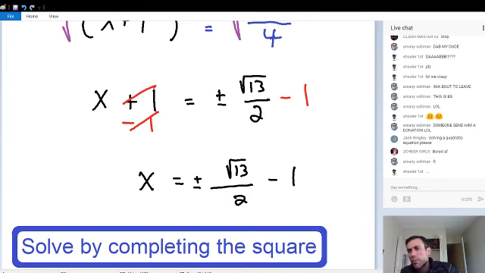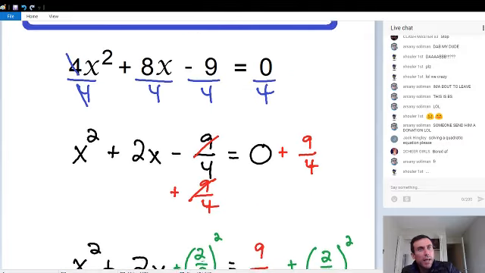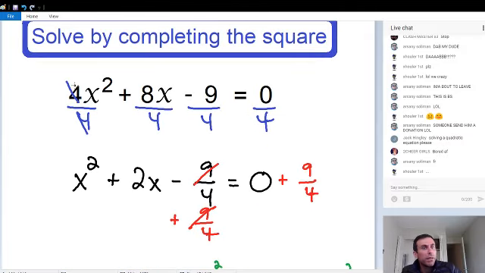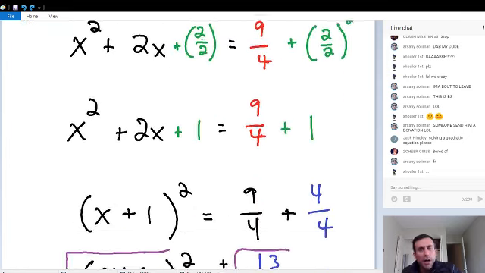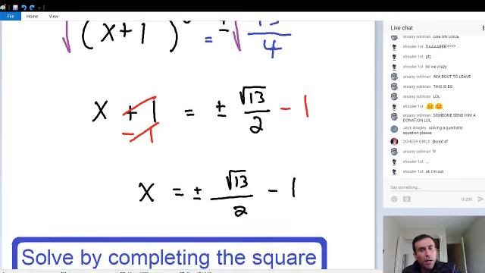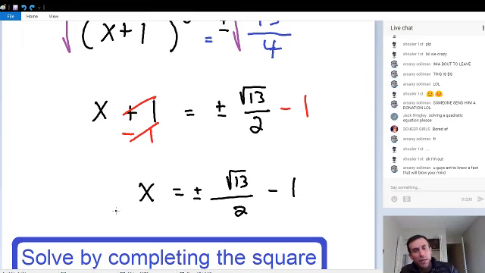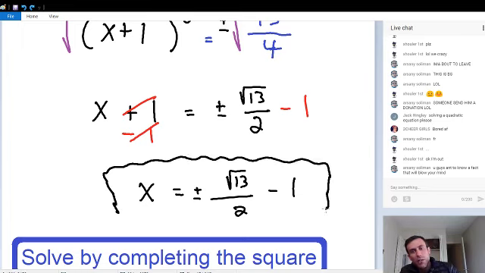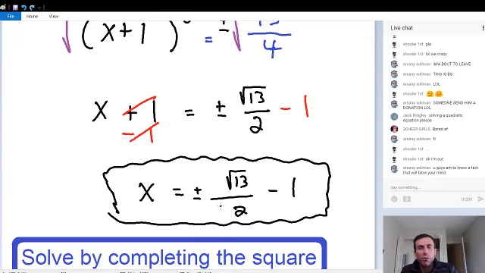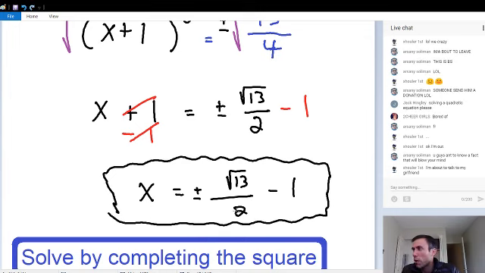And notice how this was a little bit more complicated, first, because we had a constant of 4 in front of our x squared term, which we had to get rid of. Plus we had some fractions in our problem as well, which made it a little bit more complicated. That is why I wanted to go over an example like this, just to give you an idea of how hard these problems can get. But the idea is exactly the same. You just need to follow all of the steps that I'm telling you, and you can solve the equations by completing the square. So x is equal to plus or minus square root of 13 over 2 minus 1.